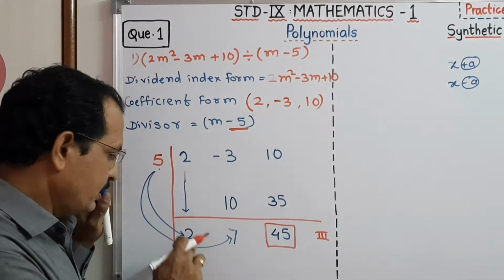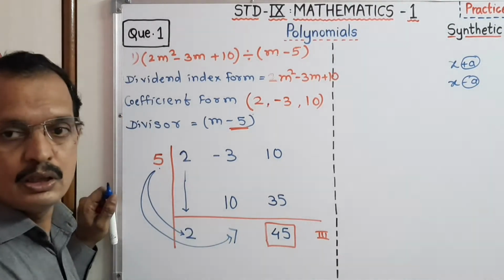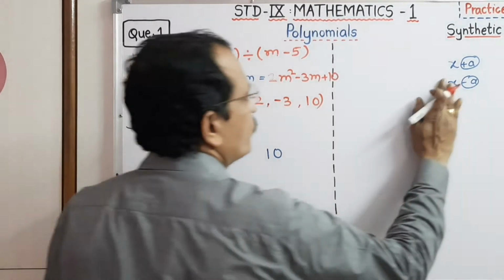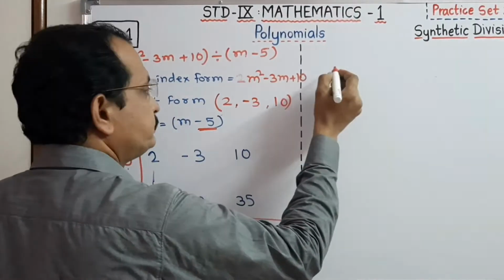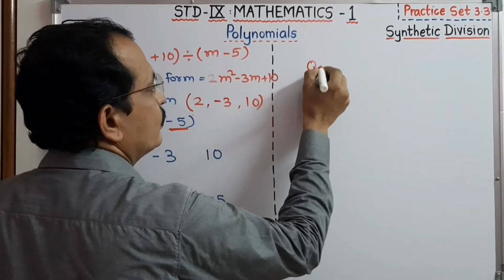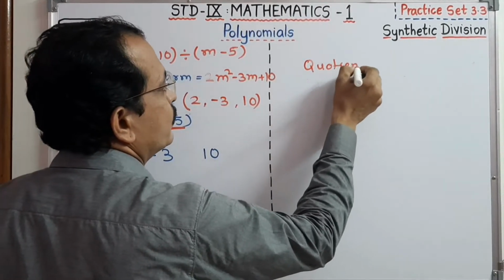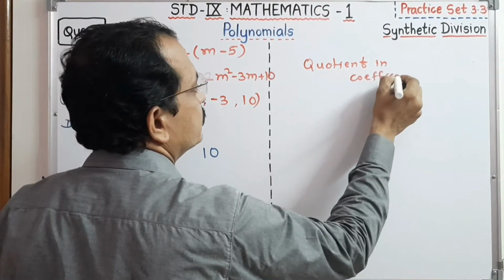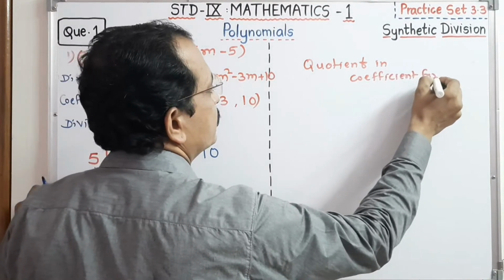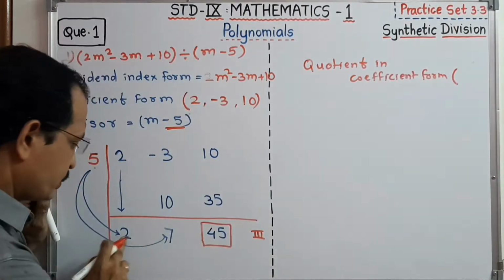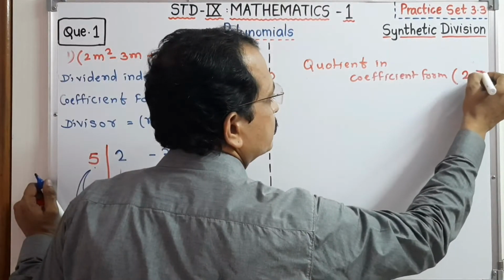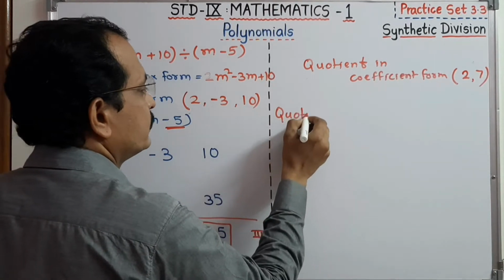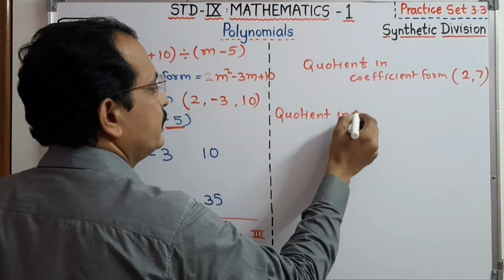This is our remainder. This 2 and 7 is the quotient in coefficient form. Now here what do we have to write? We have to write here the quotient in coefficient form. Dear student, it is 2 and 7. Now we have to write the quotient in index form.